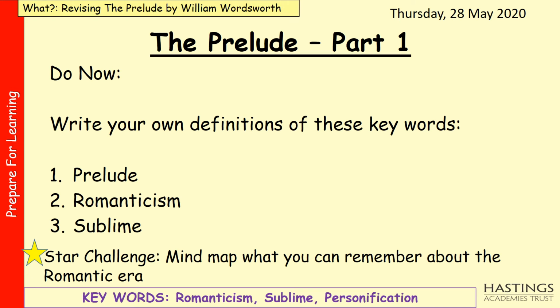It is Miss Jewis here, and today we are going to have a lesson revising William Wordsworth's Extract from the Prelude. We're going to look at the first half of the poem today. So for a do now, write down your own definitions of the key words on the screen. The first word, title of the poem, Prelude. The second word, romanticism, and the third word, sublime. Star challenge there is just to mind map anything you can remember about the Romantic era.